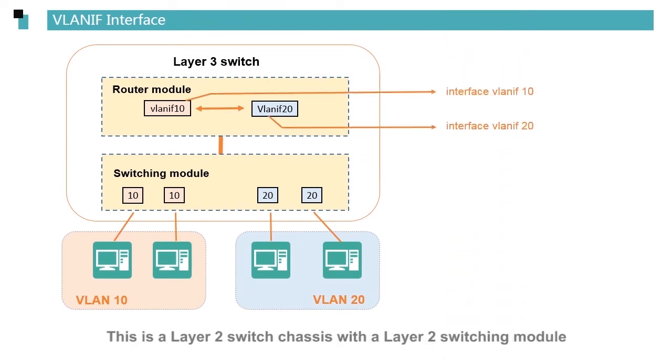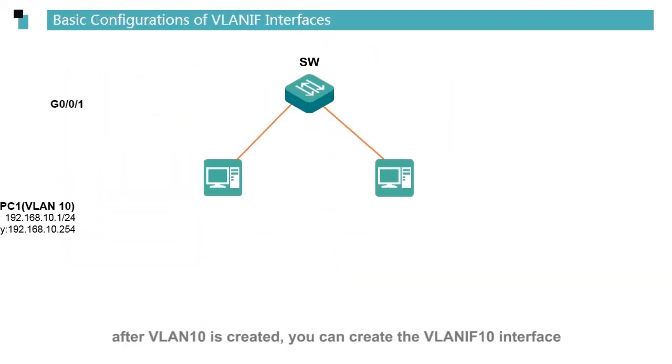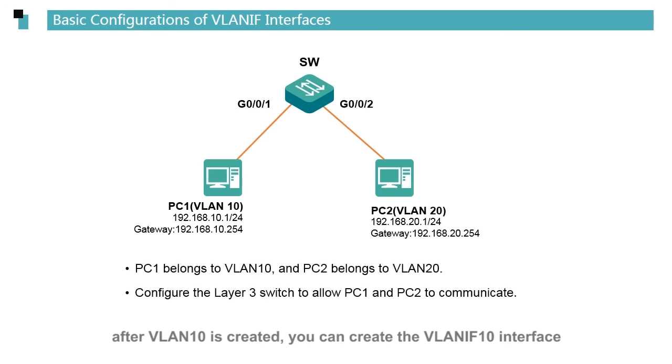This is a layer 2 switch chassis with a layer 2 switching module. The 4 interfaces on the switching module are access interfaces. Those belonging to VLAN 10 are marked pink, and those belonging to VLAN 20 are marked blue. In this layer 3 switch, there is also a routing module. The routing module has VLANIF interfaces configured for specific VLANs. VLANIF interfaces are sometimes called Switched Virtual Interfaces, SVIs. After a VLAN is created, you can create a VLANIF interface. For example, after VLAN 10 is created, you can create the VLANIF 10 interface. VLANIF interfaces are also layer 3 interfaces, but they are created on the routing module of the layer 3 switch.